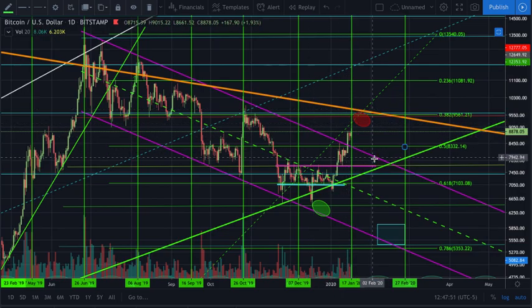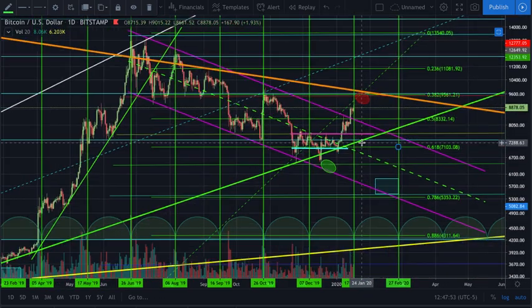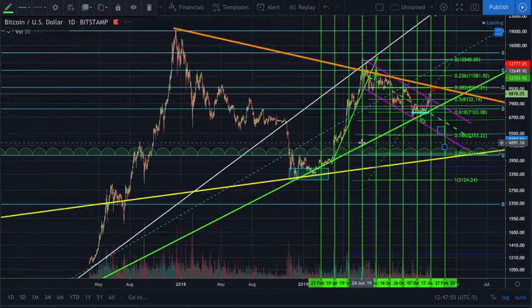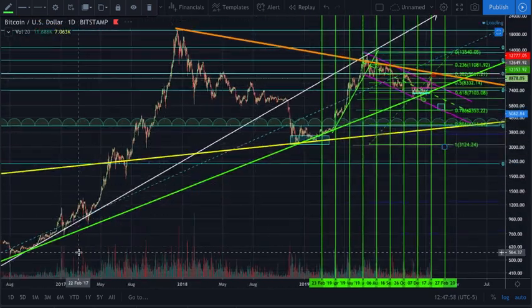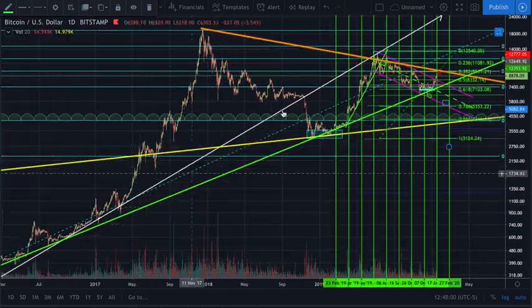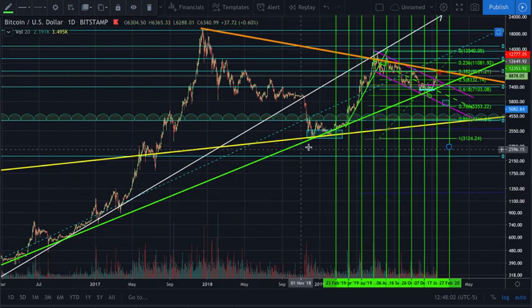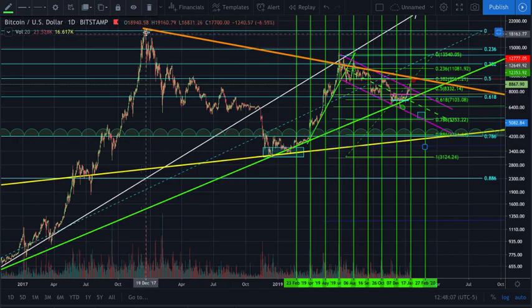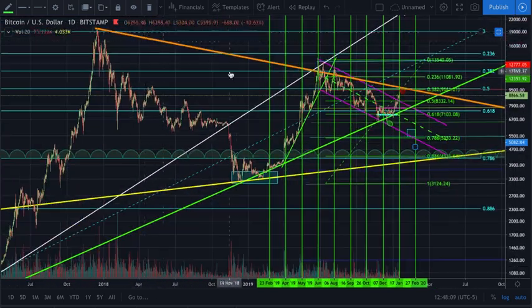Obviously we broke out of this channel and everyone's getting very bullish right now, but what I'm going to do is zoom out here a little bit, and you'll see I have some longer time frame stuff. When we topped out here was that white line. We came down here, found support on that green line that we've been basing on.